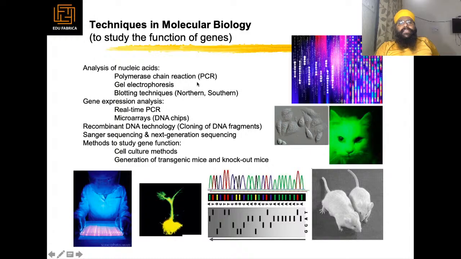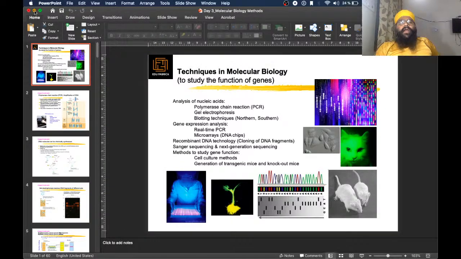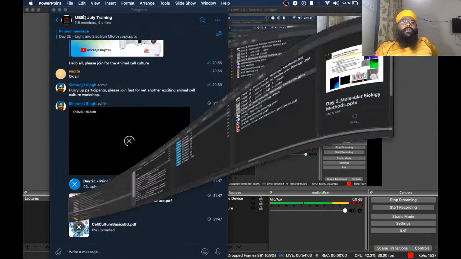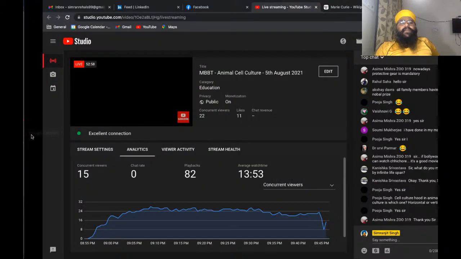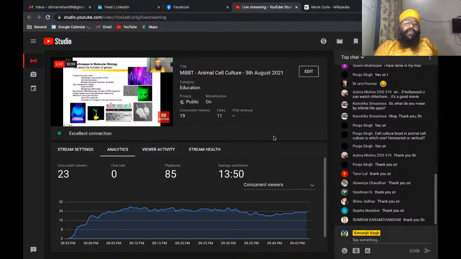So we'll be dealing with PCR that we have done a little bit, gel electrophoresis, blotting technique, real-time PCR, microarray, recombinant DNA technology, Sanger sequencing, next generation sequencing, cell culture methods for studying gene functions, like creating this, where growth hormone is added to that. Generation of transgenic mice, CRISPR Cas9, knockout mice, knock-in mice. So tomorrow will be yet another exciting day for all of you. New things to learn.